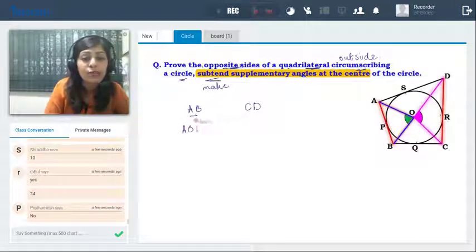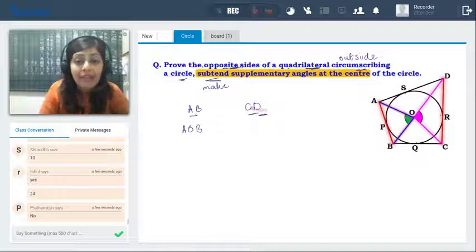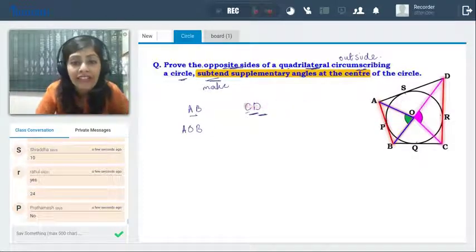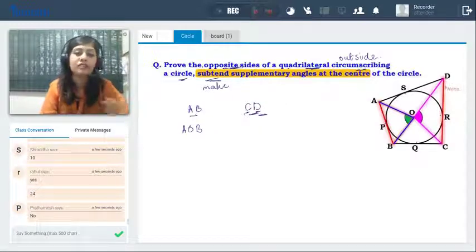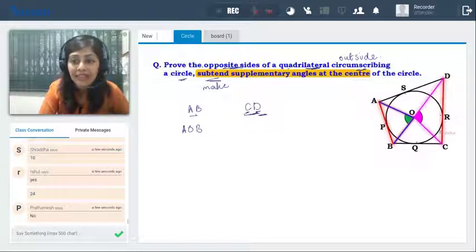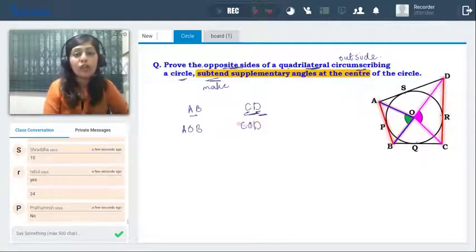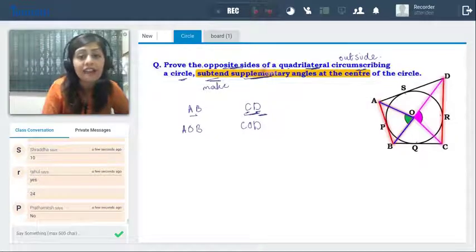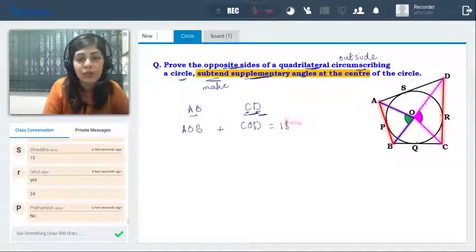So basically, what do I need to prove? AOB. What is the angle made by CD at the center? It has to be COD. Students, pay attention. If I say CD, then C and D have to be the end points of the angle as well. End points of the segment should be end points of the angle also. So CD subtends COD. O is the center, so COD is the central angle. Now, what do you need to prove? That the angles are supplementary. That means I need to show AOB plus COD is equal to 180.